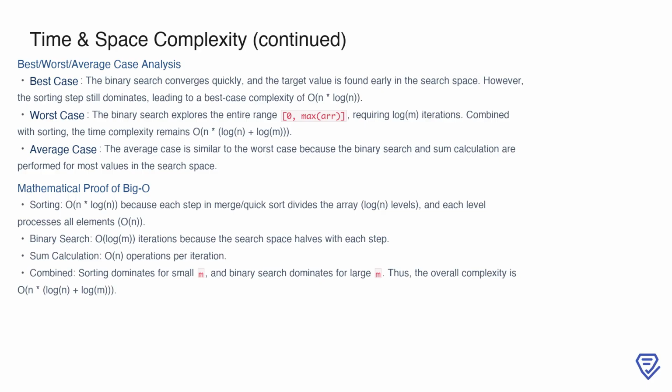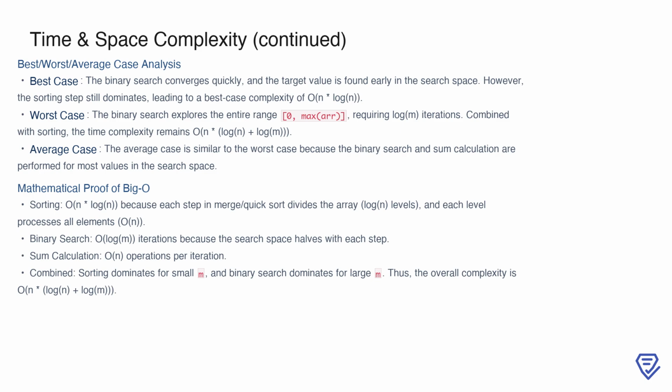In the worst case, the binary search explores the entire range from 0 to the maximum value in the array, requiring log m iterations. Combined with the sorting step, the time complexity remains O(n (log n + log m)). For the average case, the behavior is similar to the worst case because the binary search and sum calculation are performed for most values within the search space.